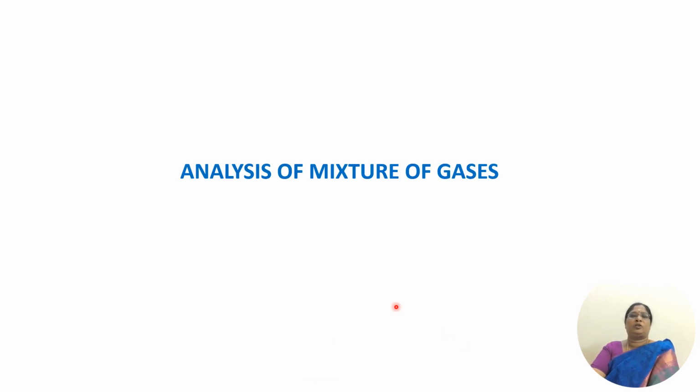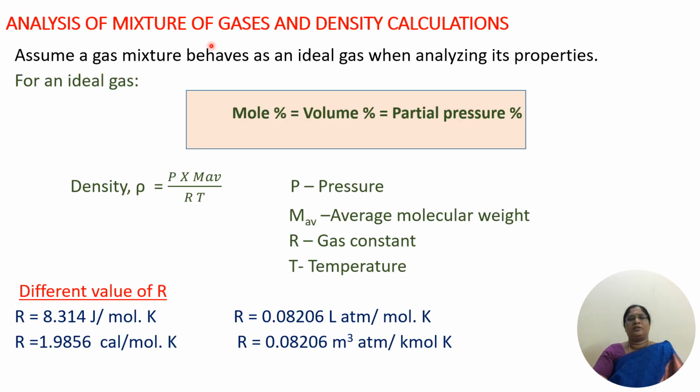Next, let us talk about the analysis of mixture of gases. For analysis of mixture of gases, we have to go for an assumption. Assume a gas mixture behaves as an ideal gas when analyzing its properties. For an ideal gas, we know that mole percentage is equal to volume percentage is equal to partial pressure percentage.